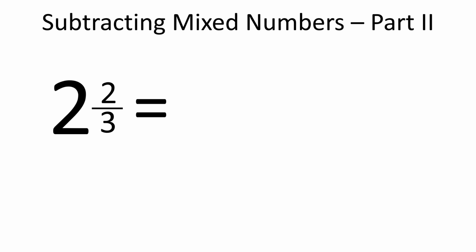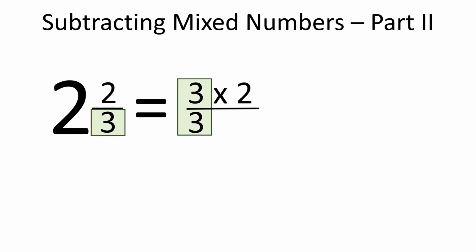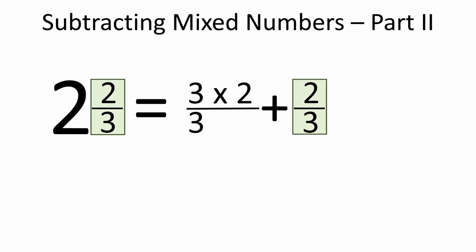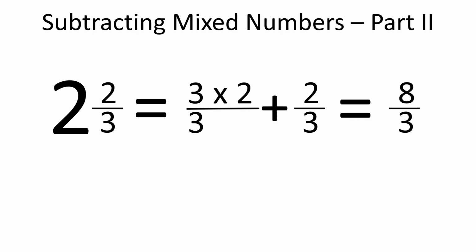Here, the whole was divided into 3 parts. We know that because there is 3 in the denominator. So 1 whole is equal to 3/3. As we have 2 wholes, we have to multiply the numerator by 2. And then we have to add to that 2/3. That way, we represented 2 and 2/3 as 8/3.